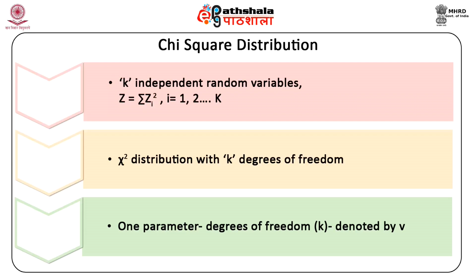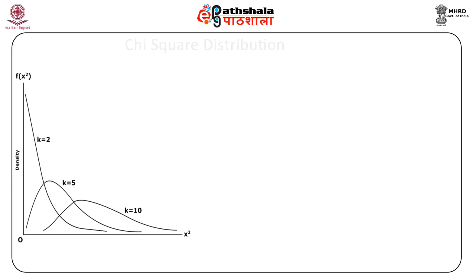Degrees of freedom in general are denoted by nu, the Greek letter. There is a different chi-square distribution for each degree of freedom. The chi-square probability distribution graph is depicted in the figure for different degrees of freedom. The figure represents the density function of the chi-square variable, with the chi-square variable on the x-axis and density on the y-axis.